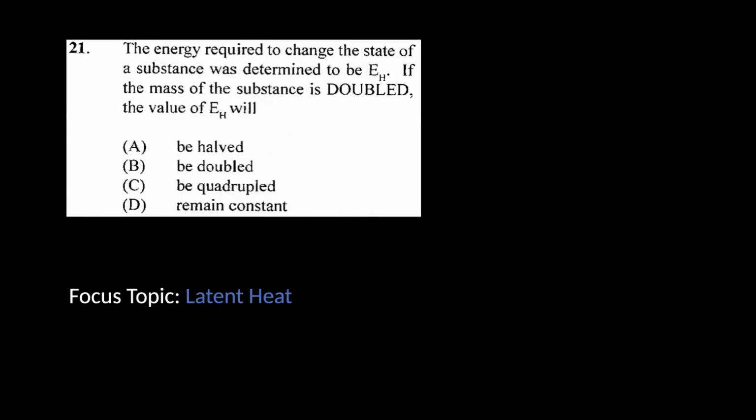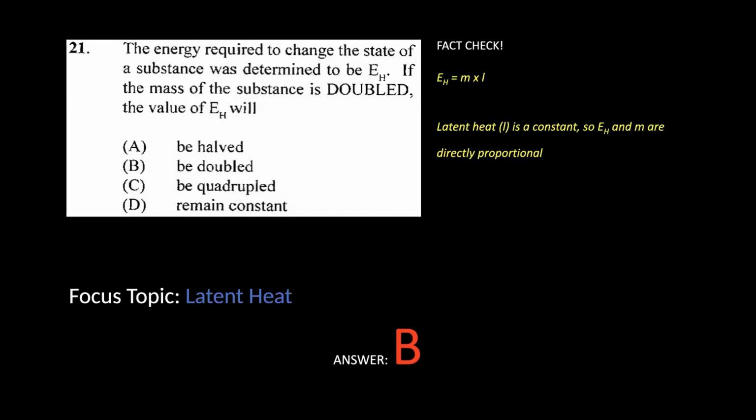The energy required to change the state of a substance was determined to be E subscript H. If the mass of the substance is doubled, then what happens to the value of E subscript H, or the thermal energy? Basically, based on the formula for latent heat, we know that the latent heat is a constant value. So if we double the mass, then the value of the energy will also double, because those two quantities will be directly proportional to each other, making our answer B.